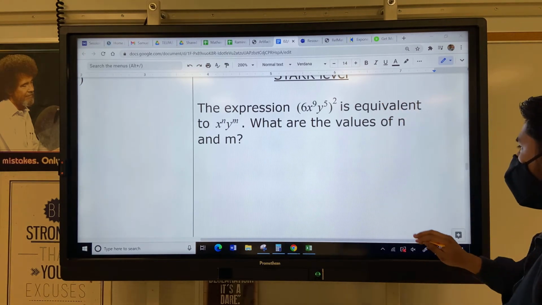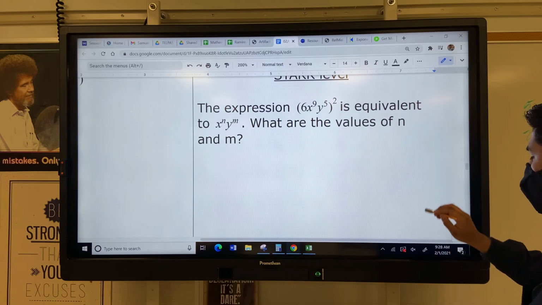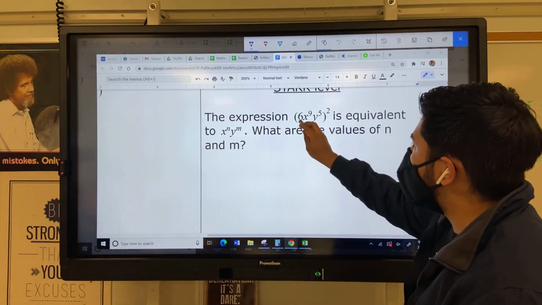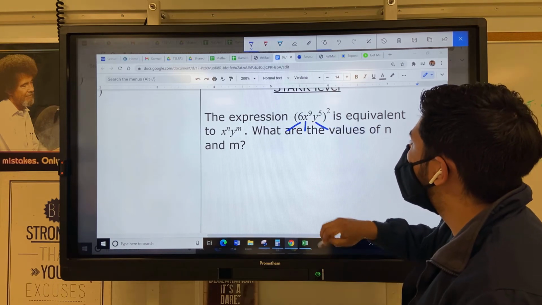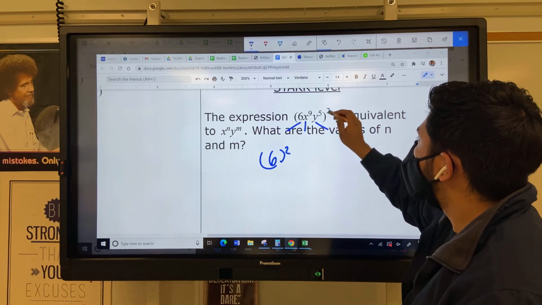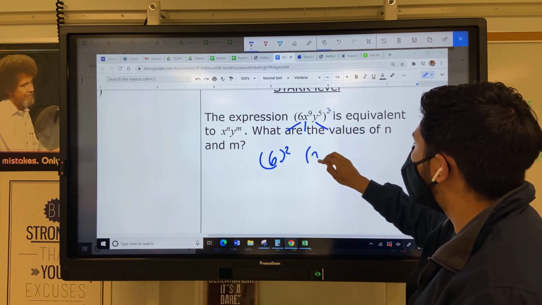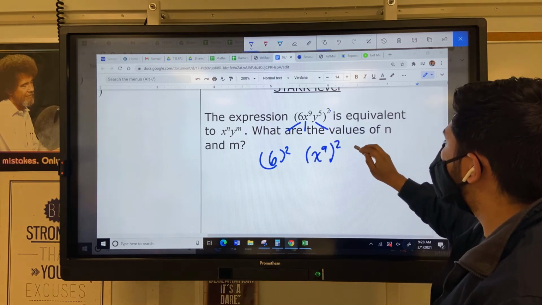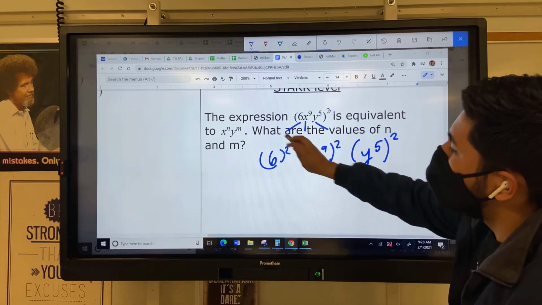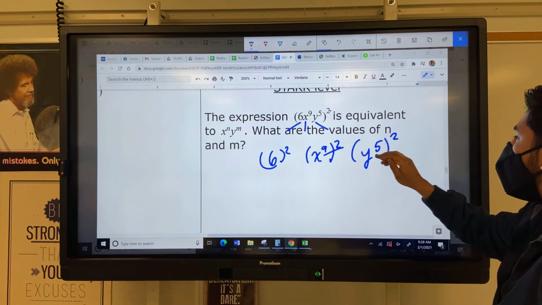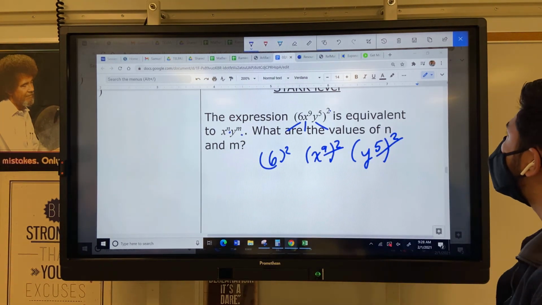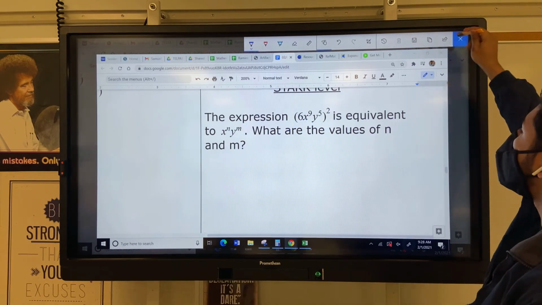I'll give you the answer just so we could move on ahead. Remember, you're using the power rule, so break these up. 1, 2, 3. Boom, it's 6 to the power of 2. And then we got x 9 to the power of 2. And then y 5 to the power of 2. Put this in the calculator, multiply, multiply, and then tell me what the n and the m is. Pretty easy. I think. Hopefully you all got it.